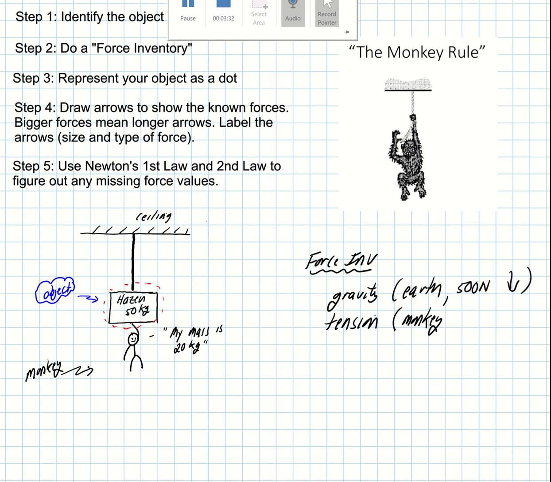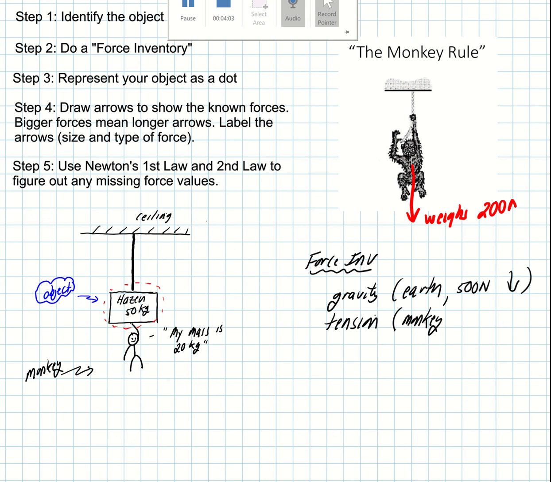The monkey rule says that if this monkey weighs, and I'm just making up a number here. Well, I guess it could be our monkey. Sure, why not? What does our monkey weigh? 20 kilograms, that's not its weight, that's its mass. So we do 20 kilograms times 10 newtons per kilogram, and that's going to be 200. Which is kind of like 30 pounds.